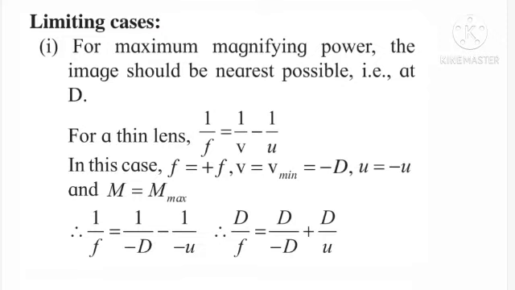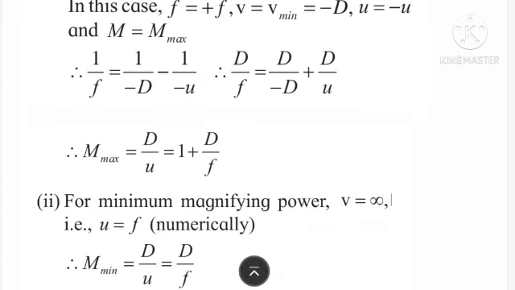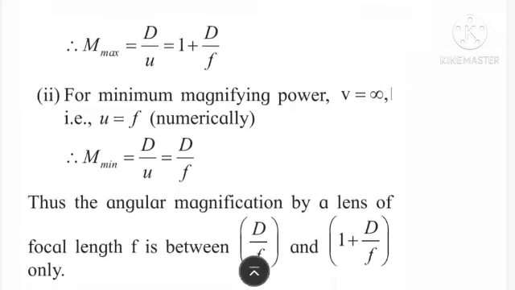So for a thin lens we have the formula for focal length, 1 upon f is equal to 1 upon v minus 1 upon u. If we replace all the values given in this case in the above equation of the thin lens, we can finally denote d upon f is equal to d upon minus d plus d upon u. Here after simplification we get the maximum value of magnifying power M max as d upon u, because d upon d is 1, and that is 1 plus d upon f. So this is how M max will be there. This is for the maximum value of magnifying power.